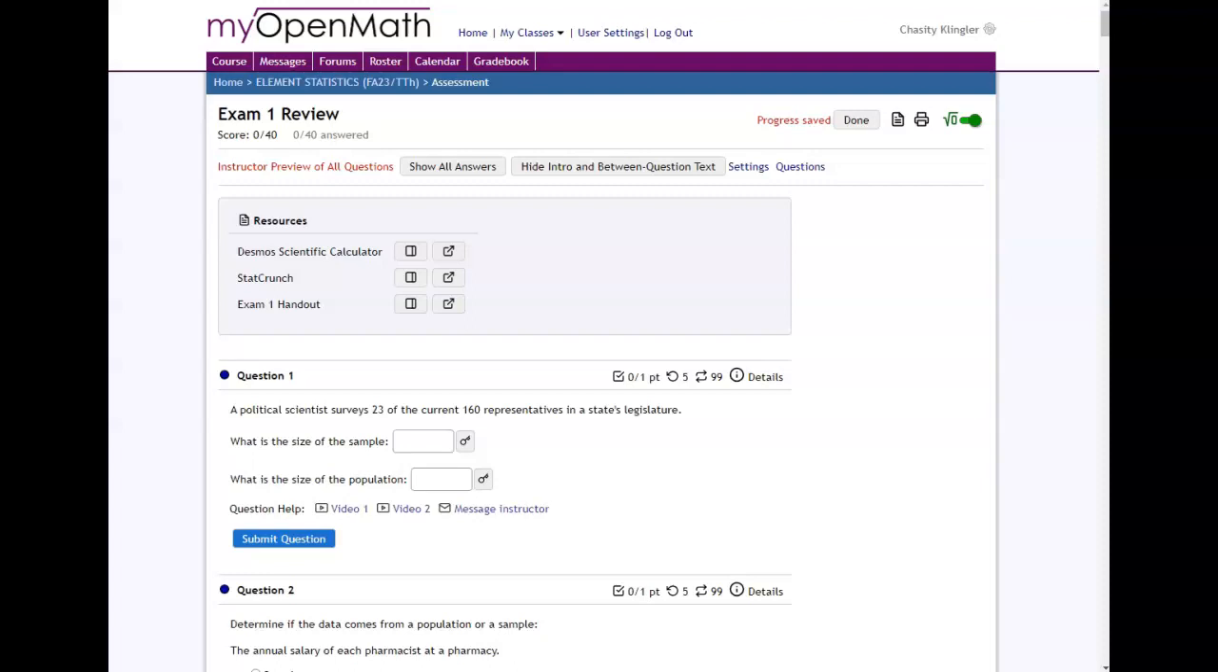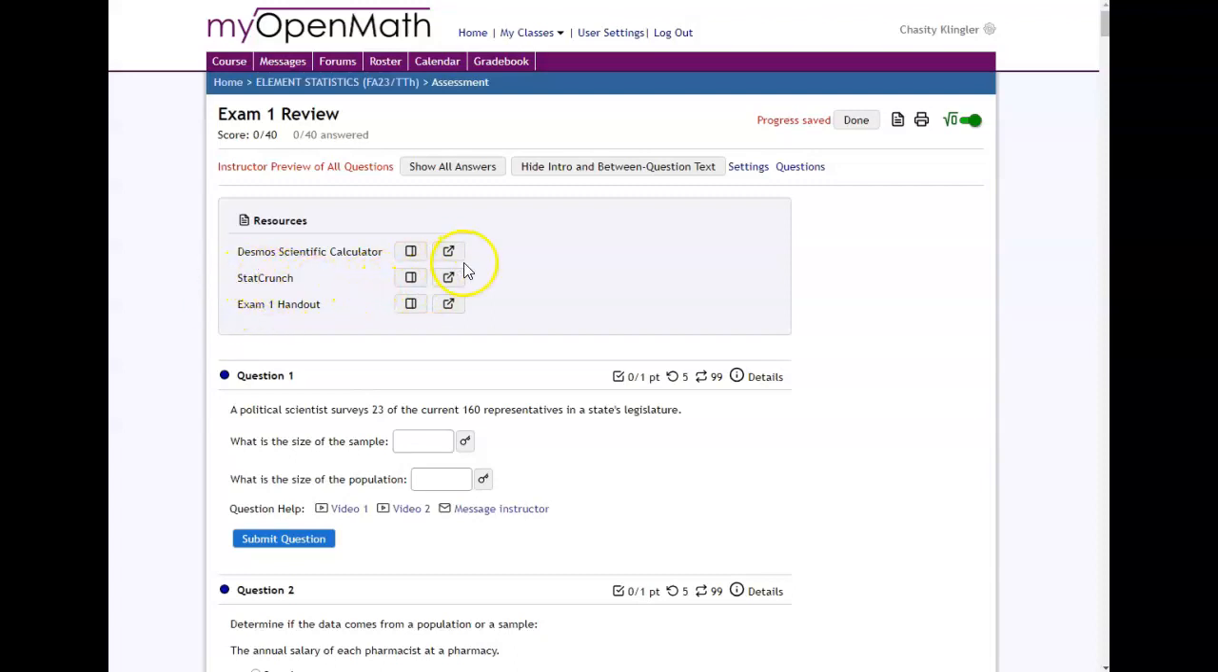I'm going to go over some problems for the exam one review. I'm not going to work every problem. I'm going to try to hit the high points, but notice at the beginning you have your resources. You've got the calculator link. You probably won't need that very much because if you need a calculator, there's an embedded calculator in each question.